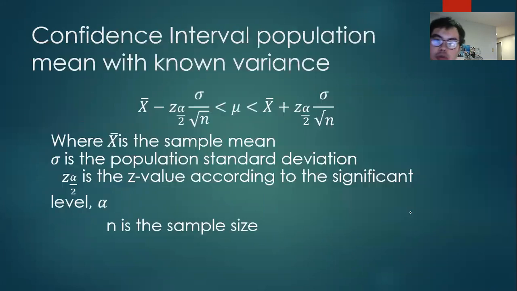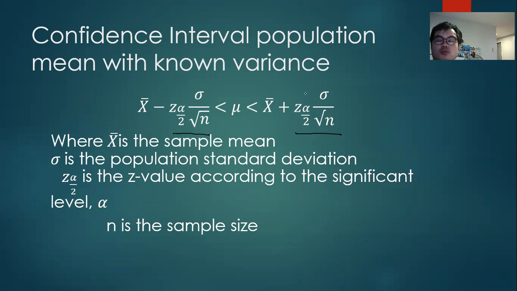Here is the first interval. This is the interval which focuses on population mean with known variance. Let x bar be the sample mean, sigma the population standard deviation, z alpha over 2 the z value according to the significance level alpha, and n the sample size. So here, this is the margin of error.